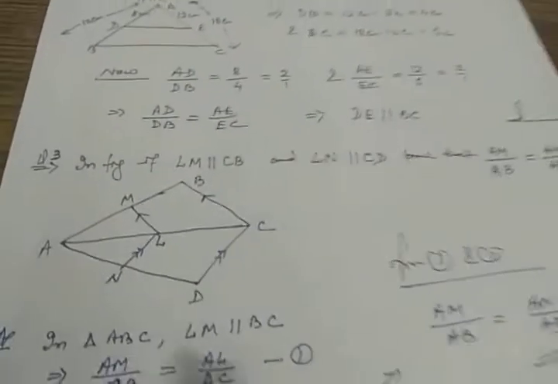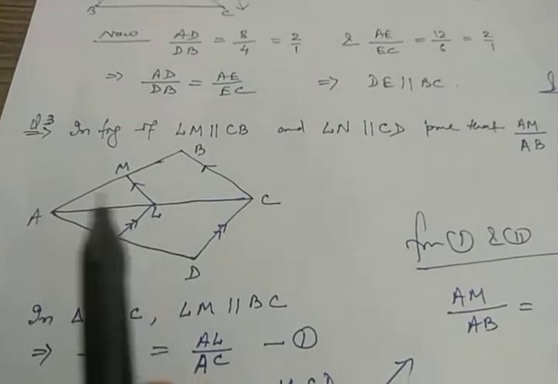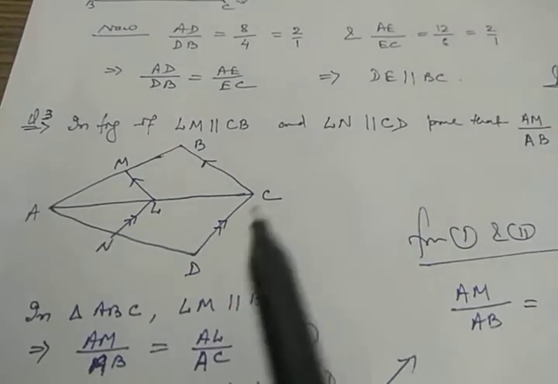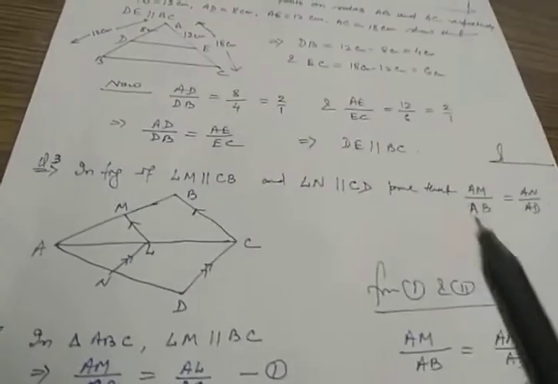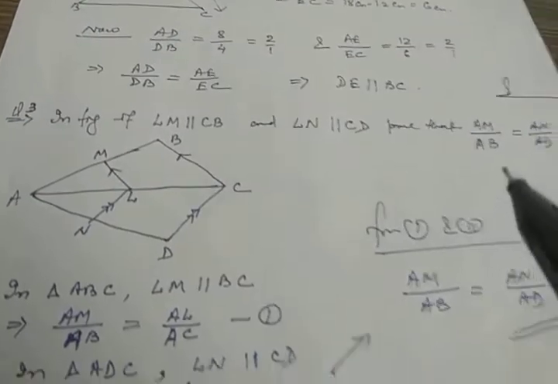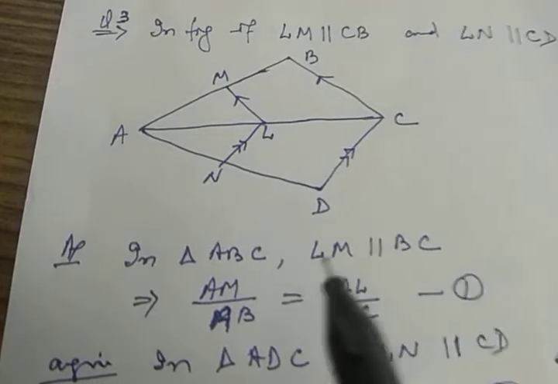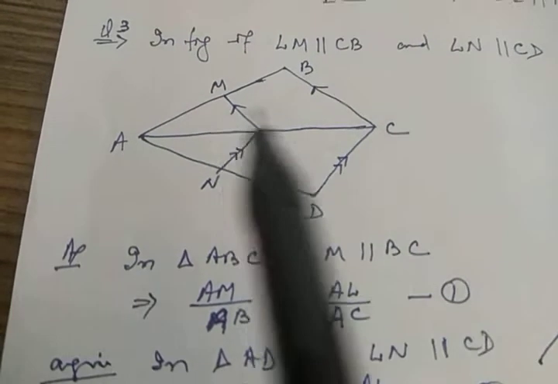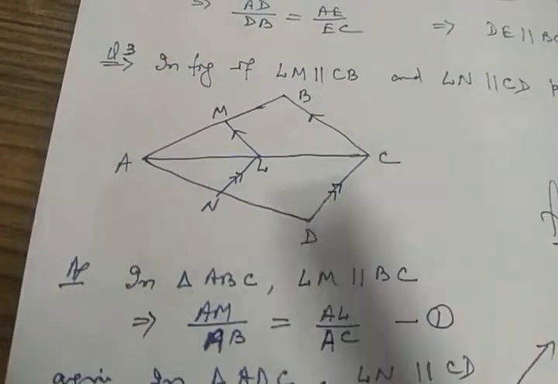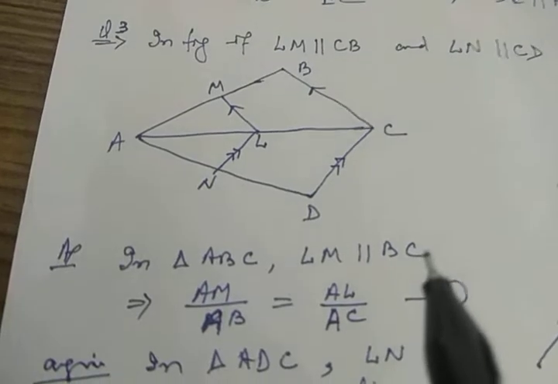It is also a very simple as well as a good question for your examination. Just see. In this figure, it is mentioned that LM is parallel to CB and LN is parallel to CD. I have to prove that AM by AB is equal to AN by AD. Just see, it is quite easy now. See this figure. LM is parallel to BC in which triangle? Triangle ABC. So just mention in triangle ABC, LM is parallel to BC.